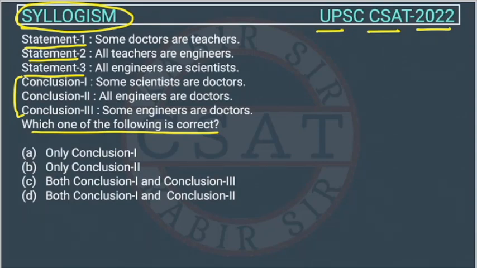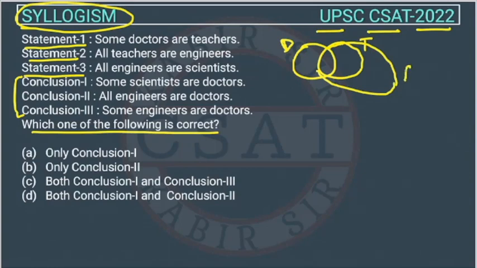So first statement, some doctors, this is a Venn diagram of doctor, are teachers, right? So this is a Venn diagram of teacher. All teachers are engineers. So these all are teachers, and all these teachers are engineers. All engineers are scientists. So all these engineers are scientists, right? Now the conclusion is some scientists are doctors. So this is correct, right?